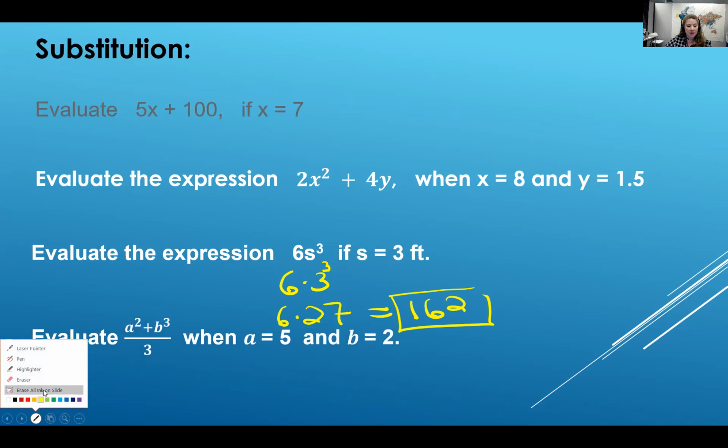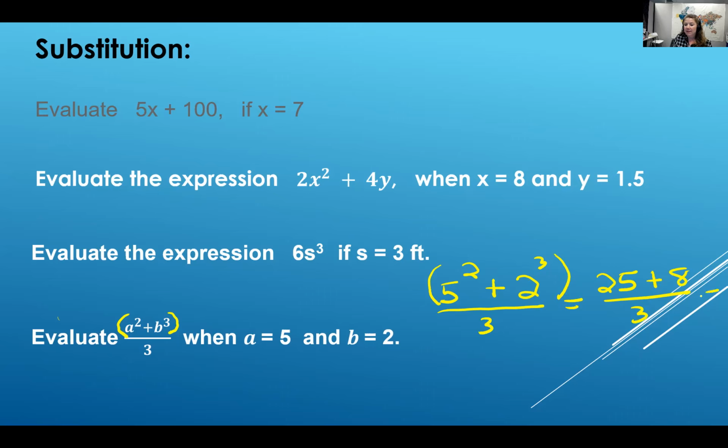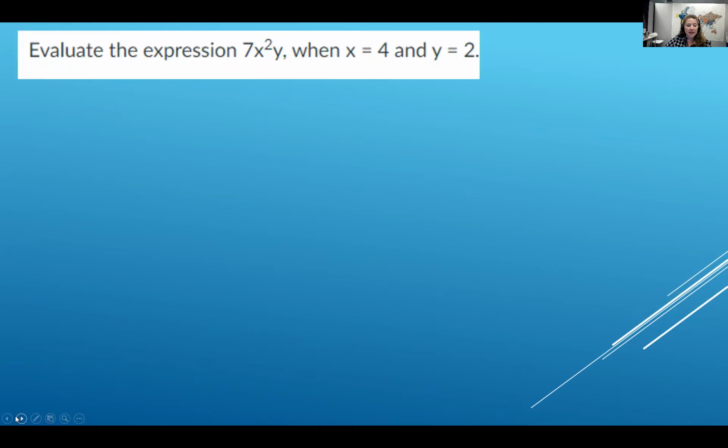162. All right, on this one, you can't divide by 3 until you take care of everything on top. So here we have 5 squared plus b, which is 2 to the 3rd power, or 2 cubed, divided by 3. So we're going to do all this first. So 5 squared is 25. 2 to the 3rd power, or 2 cubed, is 8, divided by 3. Like I said, this stays together. So 25 plus 8 is 33, and 33 divided by 3 is 11.